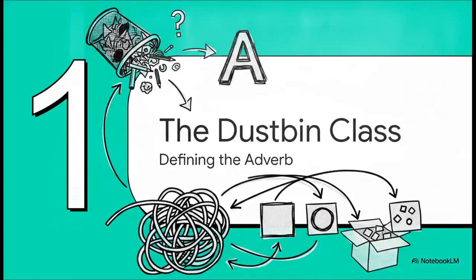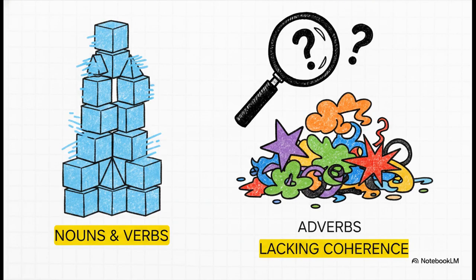Kicking things off with Section 1, defining the dustbin class. So, to really grasp the adverb, you've got to appreciate the massive headache it's given grammarians over the years. I mean, think about open classes like nouns or verbs. They have a very clear, solid semantic and morphological core, right? You usually know a noun the second you see one. But the adverb? It famously lacks that internal coherence. Words that we've traditionally lumped into this category often have literally almost nothing structurally in common with one another. It's a huge categorization puzzle for linguists.